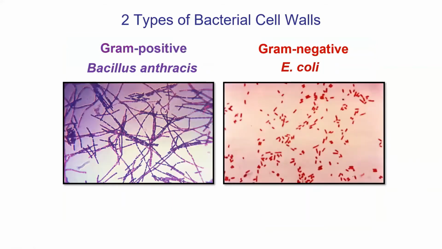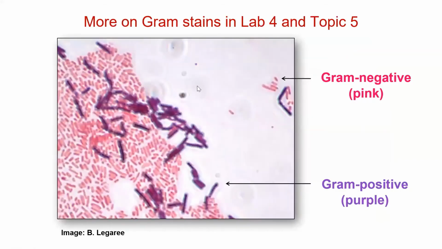I'll show you some images here. So here's a gram-positive on the left. You can see a nice dark purple color, and E. coli is gram-negative on the right. So we'll get a chance to look at lots of these photos for lab 4. So there's one of the photos I took. Sometimes it's hard to get really sharp pictures when you're zooming in on something so small, but you can definitely see the two different types of bacteria there. The gram-positives are purple and the gram-negatives are pink.